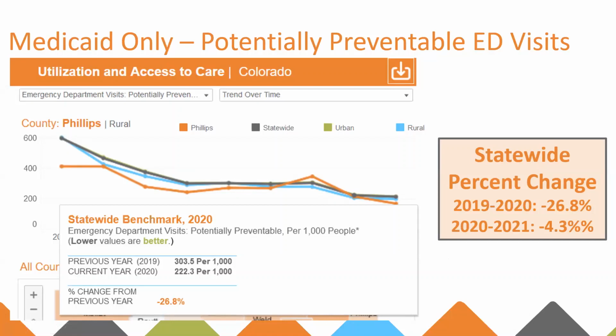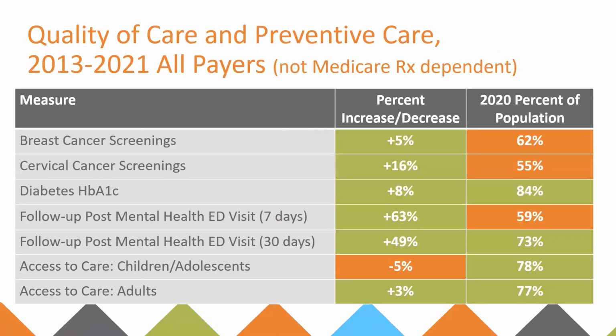That's great. And then in terms of quality of care and preventive care, we see some good trends, percent increases in breast cancer screenings and cervical cancer screening. We want to see increases in people getting breast cancer screening, cervical cancer screening, which went up 5%. And this actually goes through 2021 because it's not Medicare prescription dependent. So we're able to report at the all payer level through 2021.